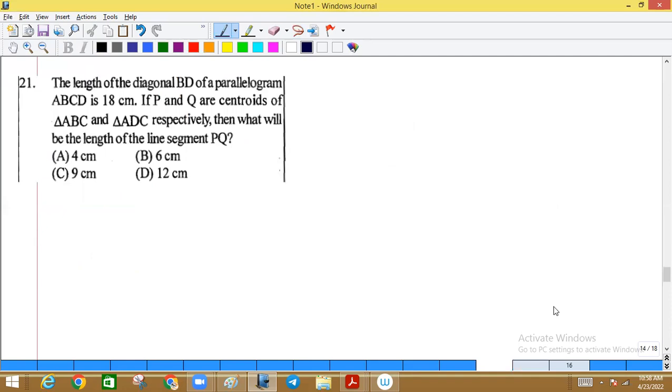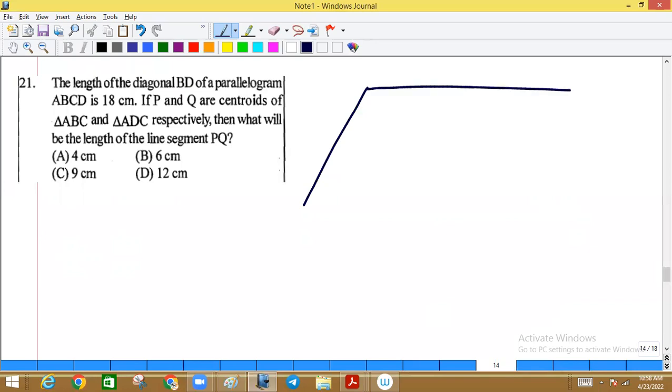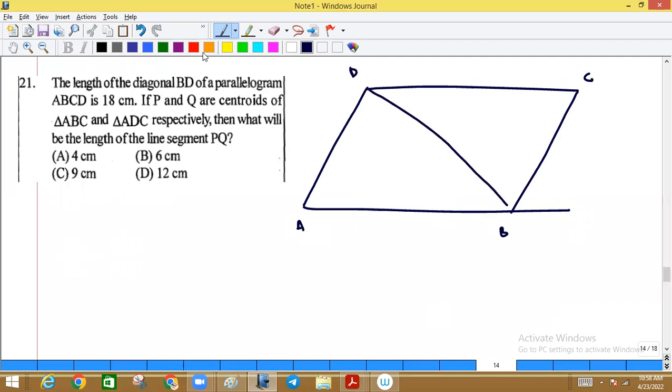The length of the diagonal BD of the parallelogram ABCD is 18 centimeters. P, Q are the centroids of the triangles ABC and ADC. See here, this is a parallelogram ABCD. The diagonal is given as how much? 18. We know it divides into two equal parts, which means it is 9 and 9.